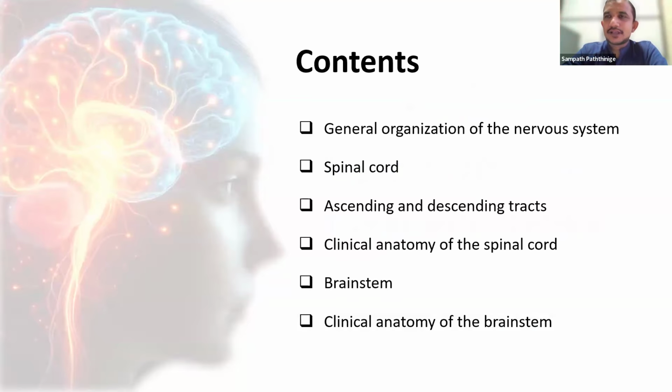very briefly, I'll tell what the nervous system is and what the different parts are. Then we go into the basic anatomy of the spinal cord, right? And then the different tracts, the ascending and the descending tracts, and then the clinical anatomy of the spinal cord, the clinical effects of different types of spinal cord injuries, right? Then we'll go into the brain stem.